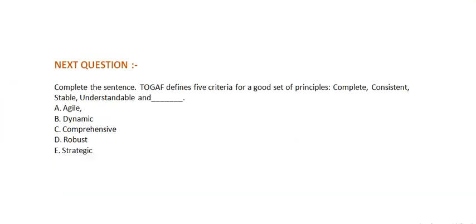Next question is, complete the sentence. TOGAF defines 5 criteria for a good set of principles: complete, consistent, stable, understandable, and. Option A, agile. Option B, dynamic. Option C, comprehensive. Option D, robust. And option E, strategic.